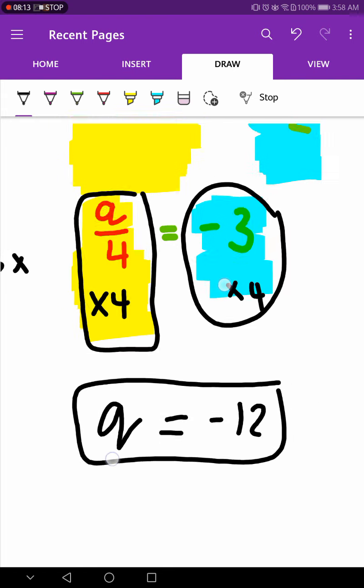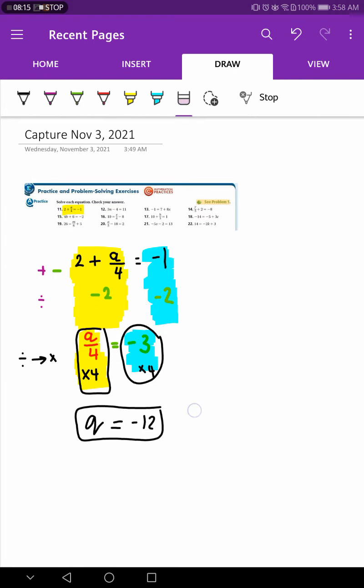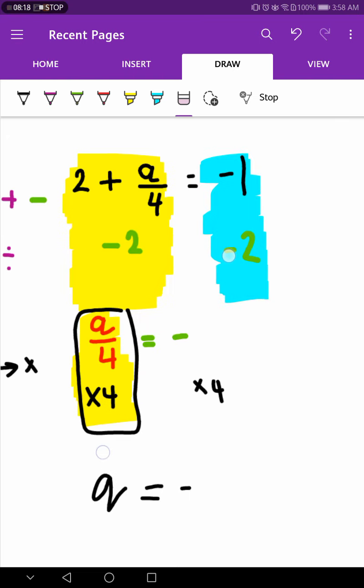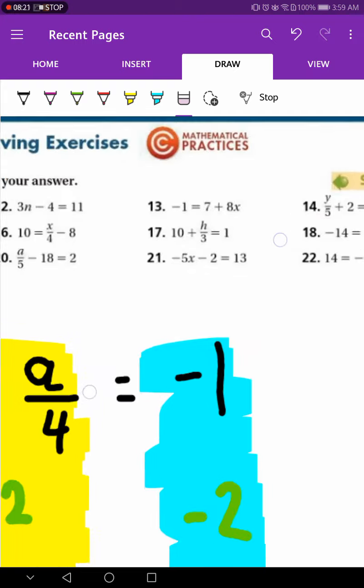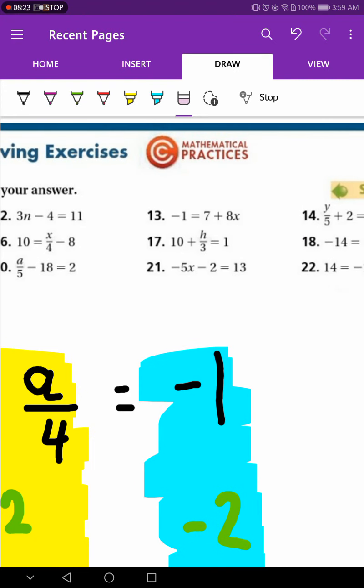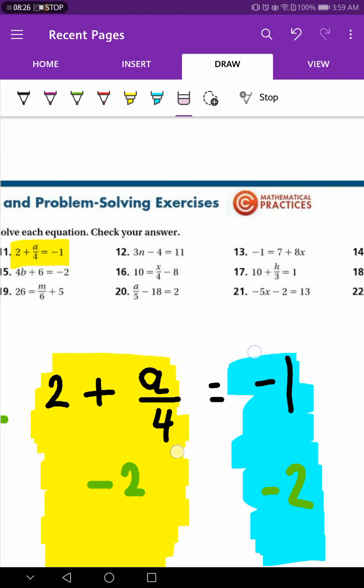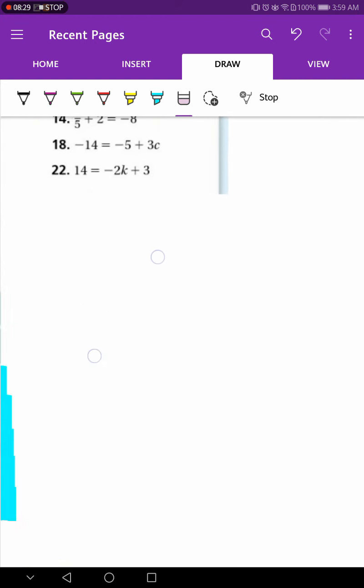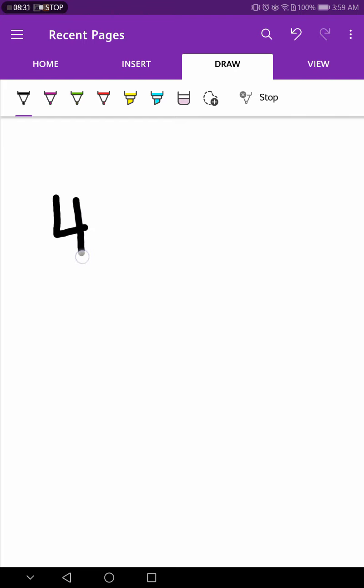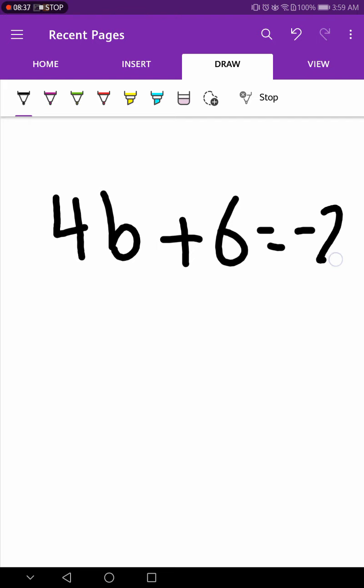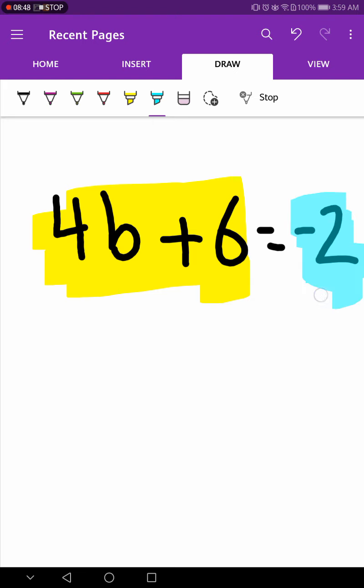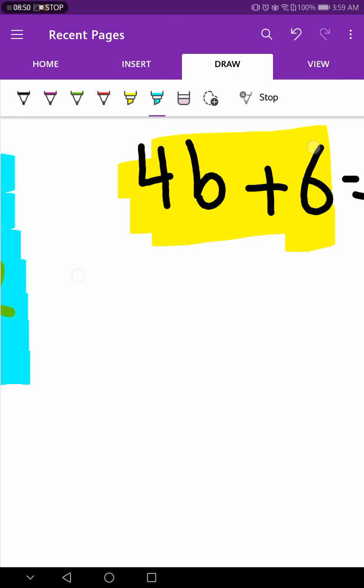Let us take one more example. Let us take number 15: 4b plus 6 equal -2. This is question number 15, by the way. So left and right, easy step. Move here.